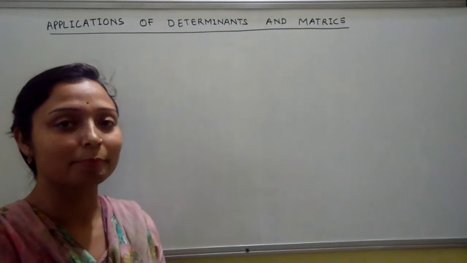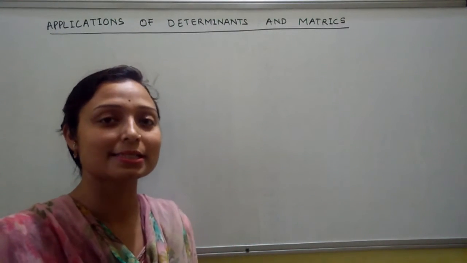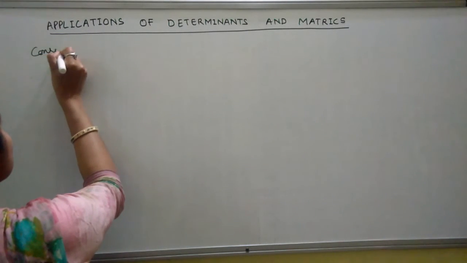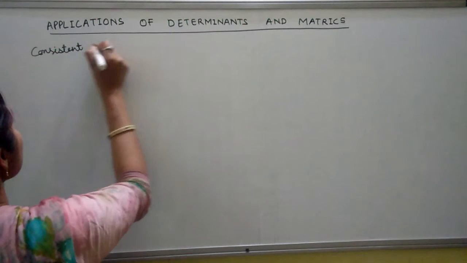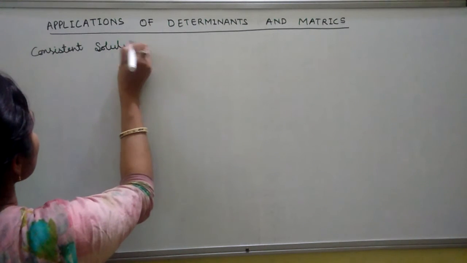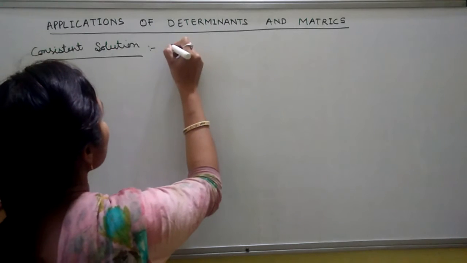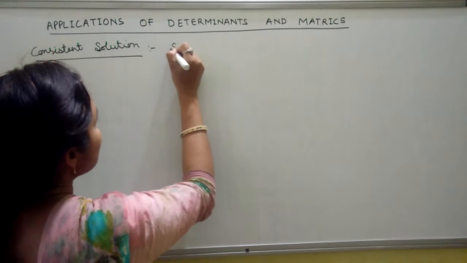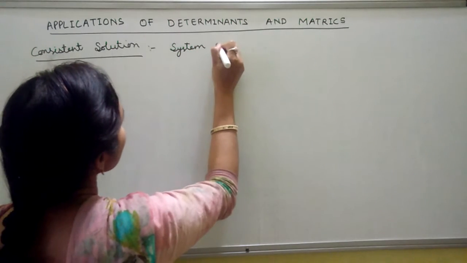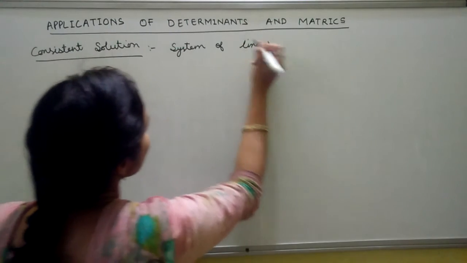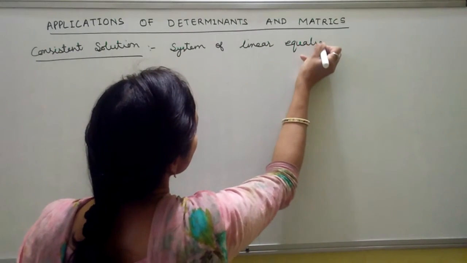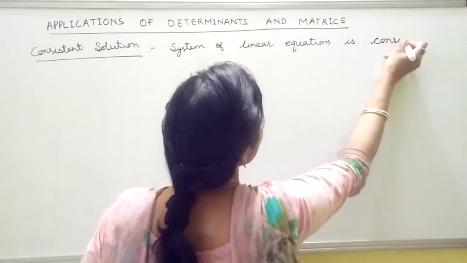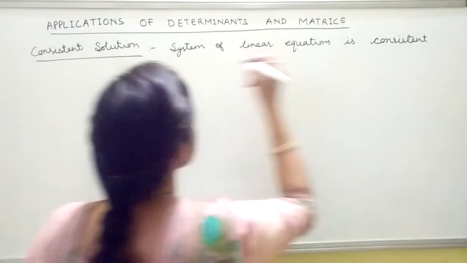Okay, before starting the topic, first of all I will tell you about the consistent or inconsistent system of equations. So consistent solution: the system of linear equations is consistent if the solution exists.